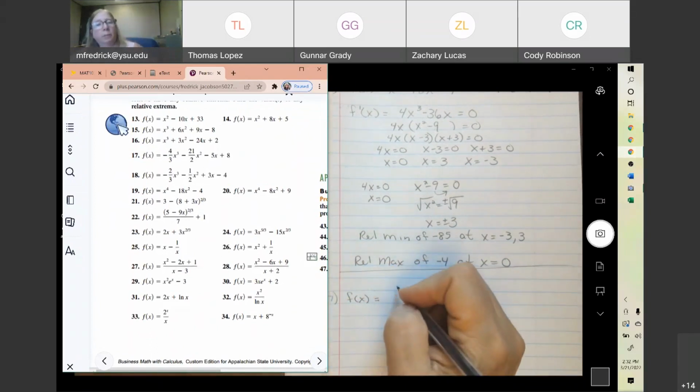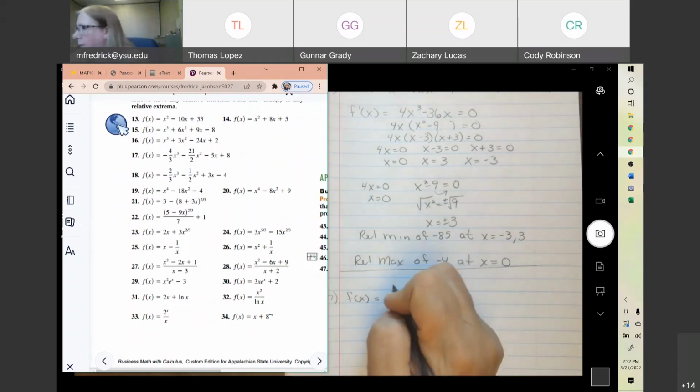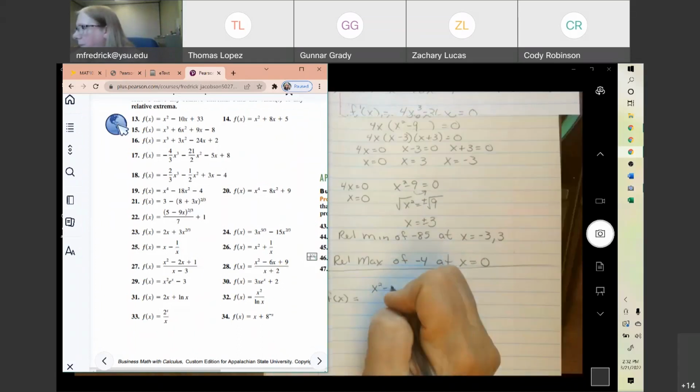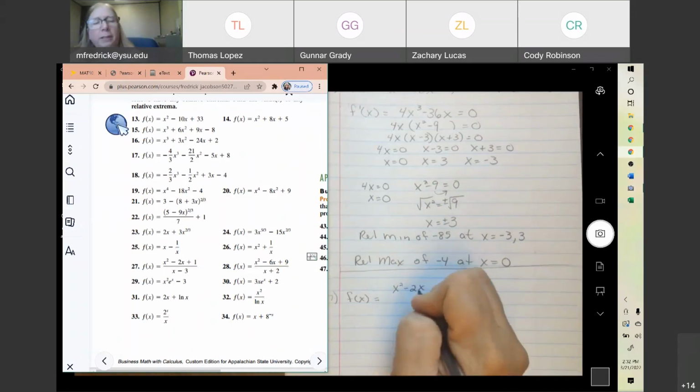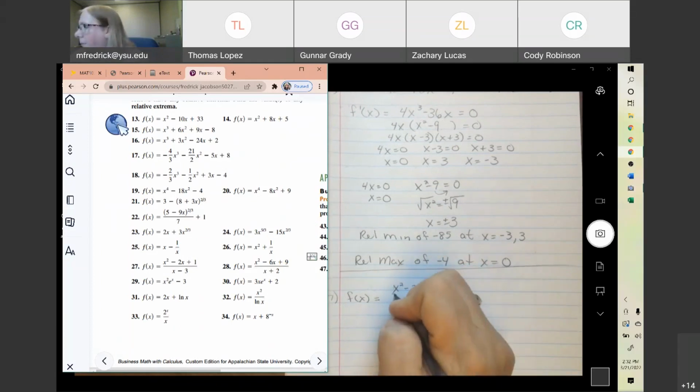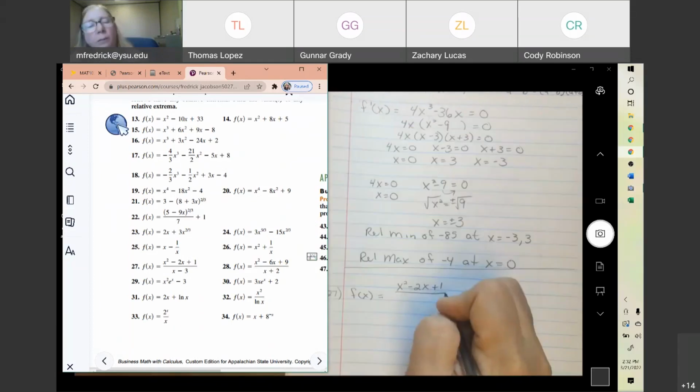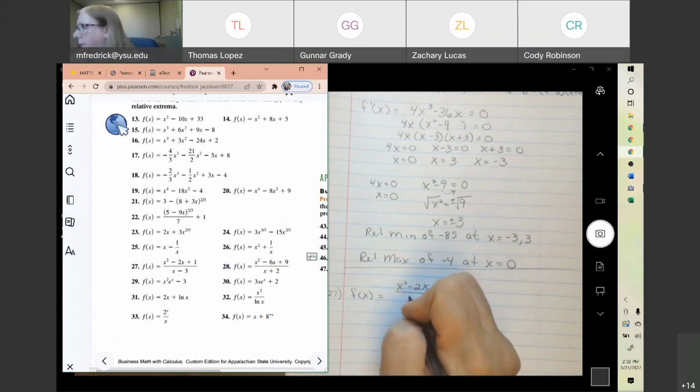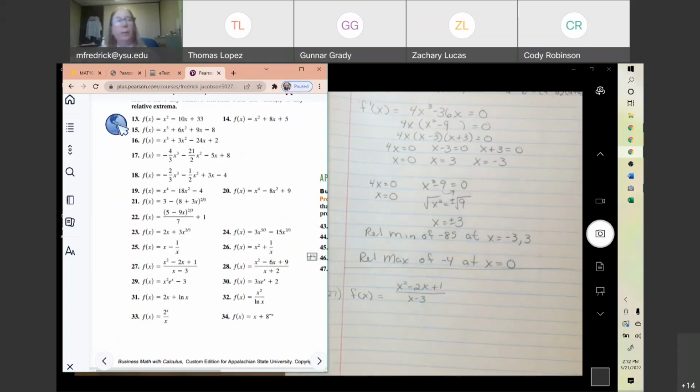So we have x squared minus 2x plus 1. Now when you look at this, let me write it first. To find the critical numbers, what rule do we need to use to take the derivative? Anyone? Yes, quotient rule.